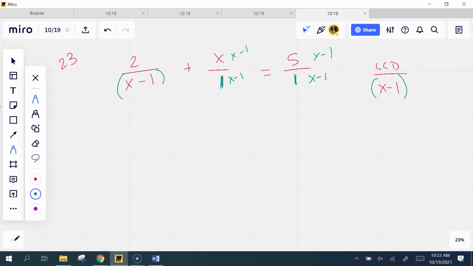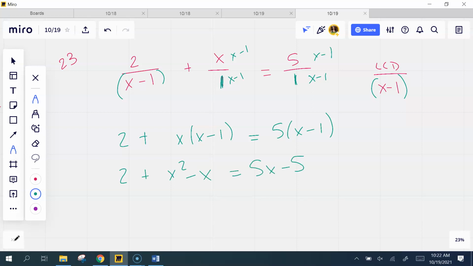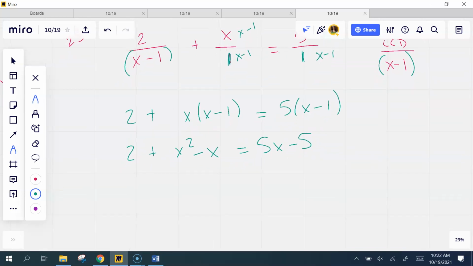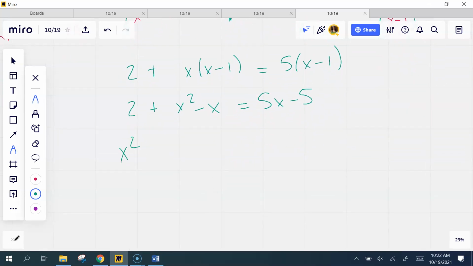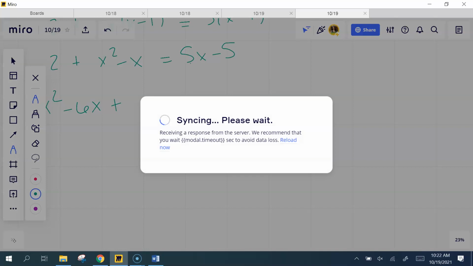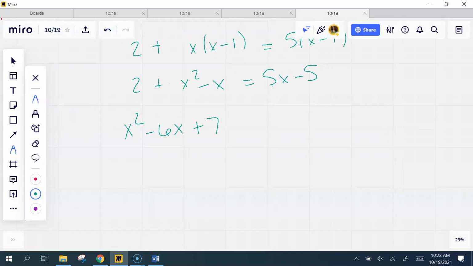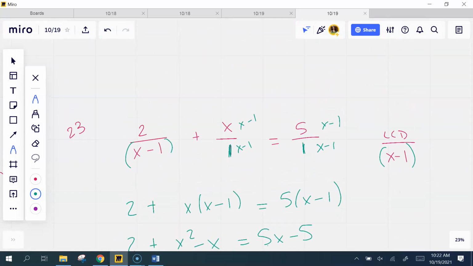I can drop the denominators off and just solve from the top. So 2 plus x times x minus 1 equals 5 times x minus 1. And get it all on the same side. So minus 6x, and then add the 5. I would have plus 7. And that can be factored. This is 23.